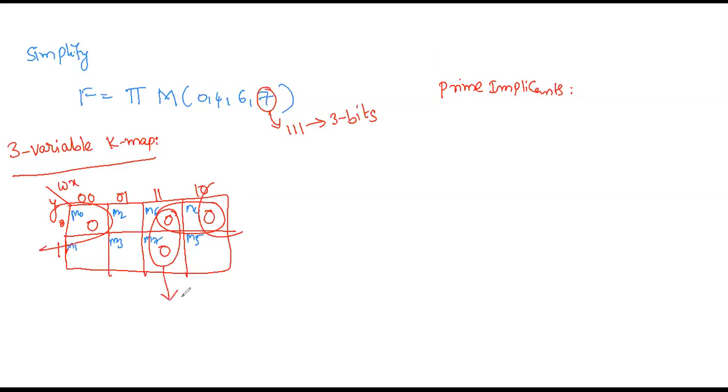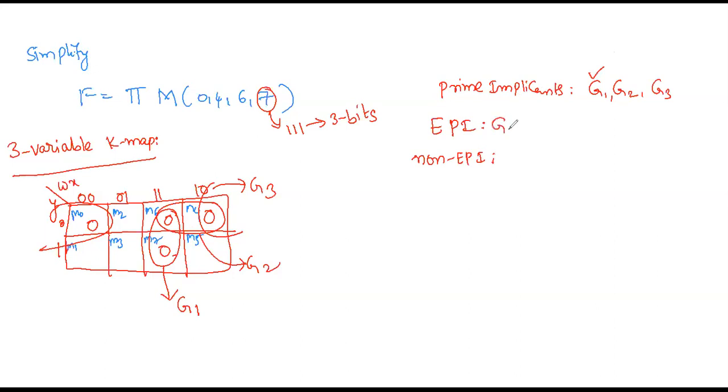So we are having 3 groups, G1, G2, and this one is G3. And in this, define essential prime implicants and also write non-essential prime implicants. Essential prime implicants, G1. Look at G1. G1 having M6 and M7 max terms. M7 is not covered with any other group. So it is an essential prime implicant.